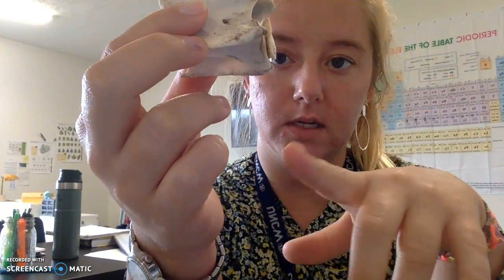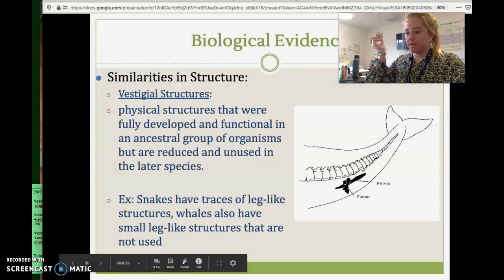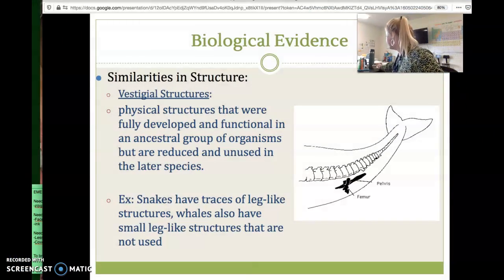And it helps absorb impact a little bit. This is different than a cartilage disc. It is called a nucleus pulposus. Okay. So that's just one example of a vestigial structure that we have that makes us vertebrates.